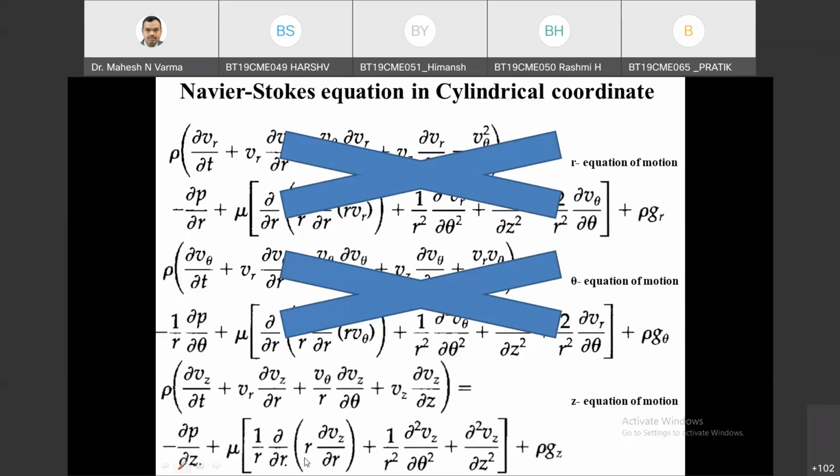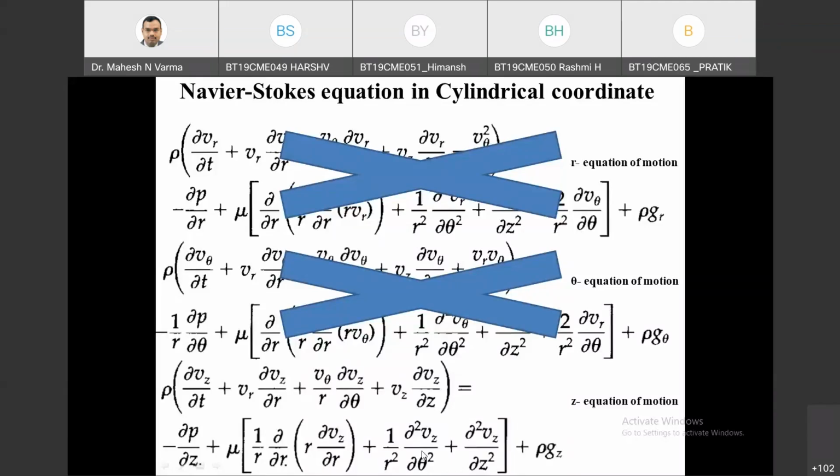How about this term? Non-zero, sir. Why? Vz is a function of r. Vz is changing in the r direction. You can say here also it is d by dr, and this is Vz. So this is the variation of Vz with respect to r. Hence this is non-zero.